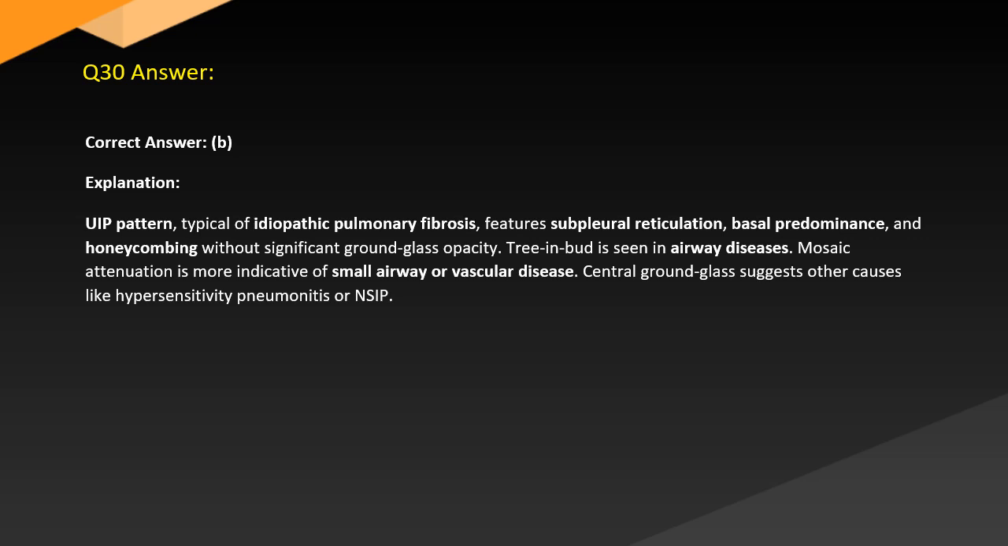Answer. Correct answer: B. Explanation. UIP pattern, typical of idiopathic pulmonary fibrosis, features subpleural reticulation, basal predominance, and honeycombing without significant ground glass opacity. Tree-in-bud is seen in airway diseases. Mosaic attenuation is more indicative of small airway or vascular disease. Central ground glass suggests other causes like hypersensitivity pneumonitis or NSIP.